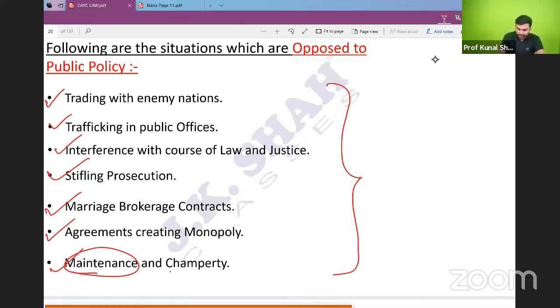Similarly, in case of champerty, what does champerty mean? Champerty means you are assisting someone to file a case, and in return, you are demanding a share in the proceeds of the court. See, assisting someone in filing a case is a very good activity. But in return, if you are demanding a share in the proceeds of the court, that is something which is opposed to public policy. Hence, there won't be a valid contract. So, these are the situations which are opposed to public policies, and yes, there won't be a valid contract.